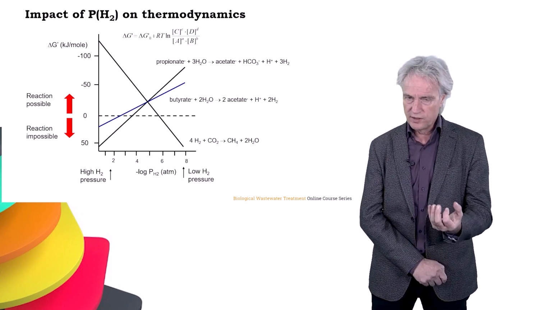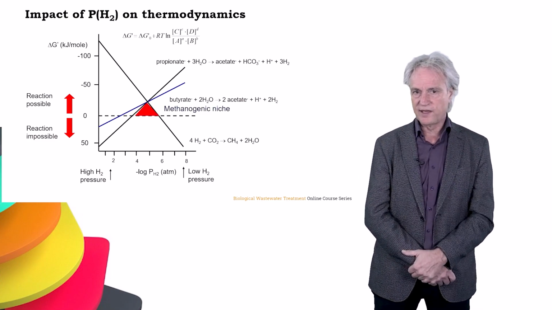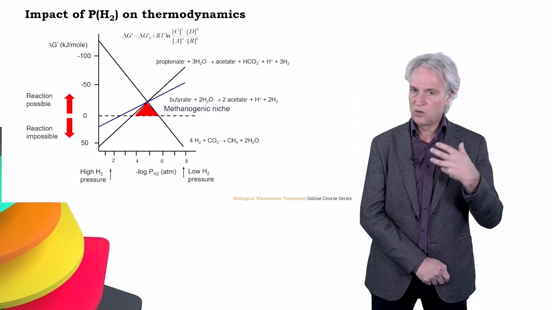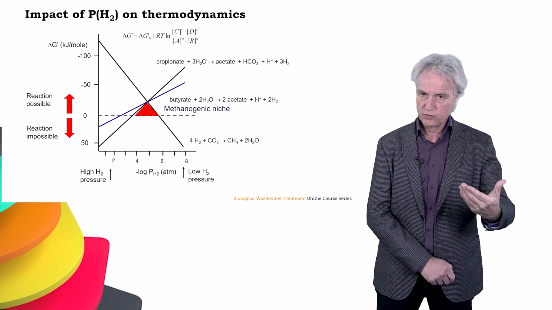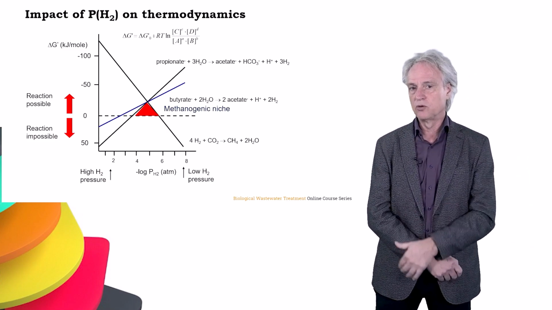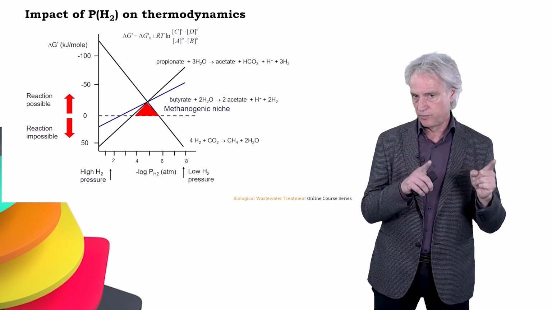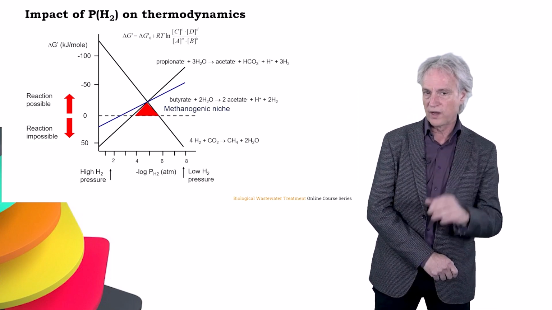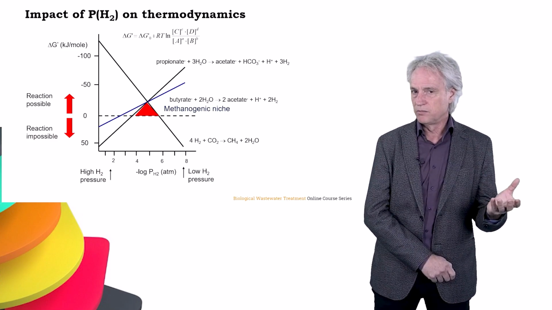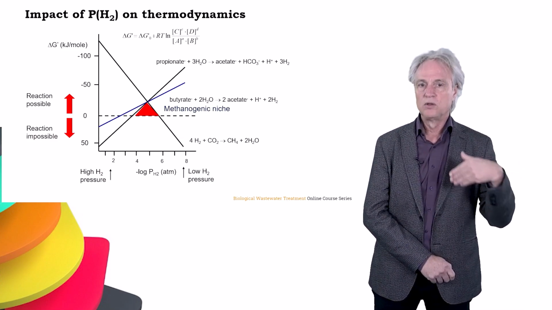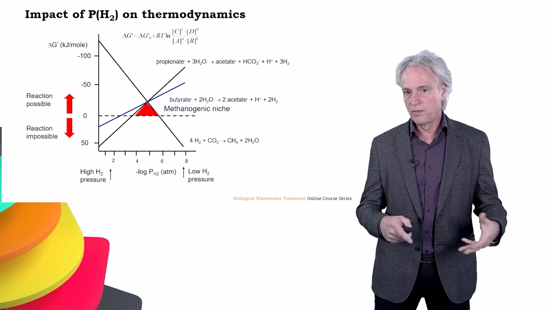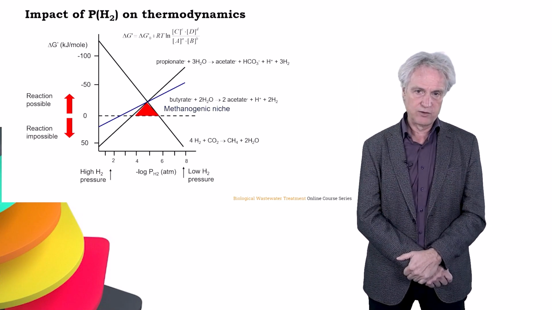What you see here occurring is a triangle. And this triangle is called the methanogenic niche, in which the complete conversion of organic compounds to methane can occur between a border of the hydrogen partial pressure in the anaerobic reactors, which is more or less between 10 to the power minus 3 to minus 4 up to 10 to the power minus 6. And that is the normal hydrogen partial pressure in an anaerobic bioreactor.